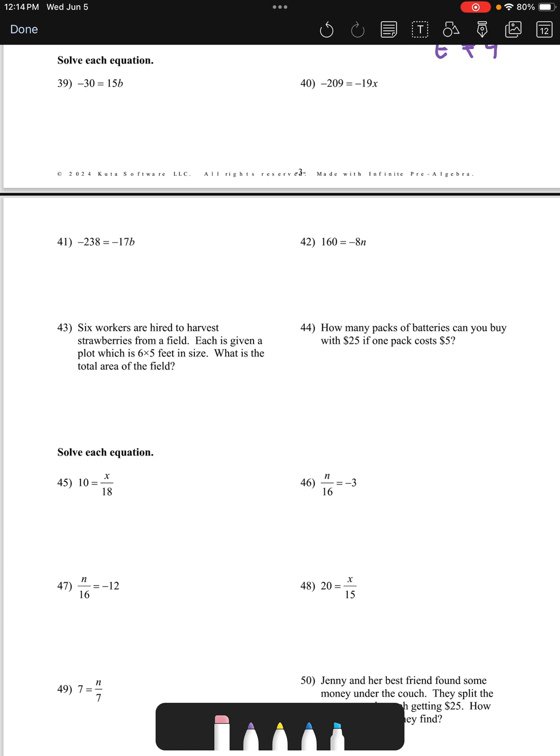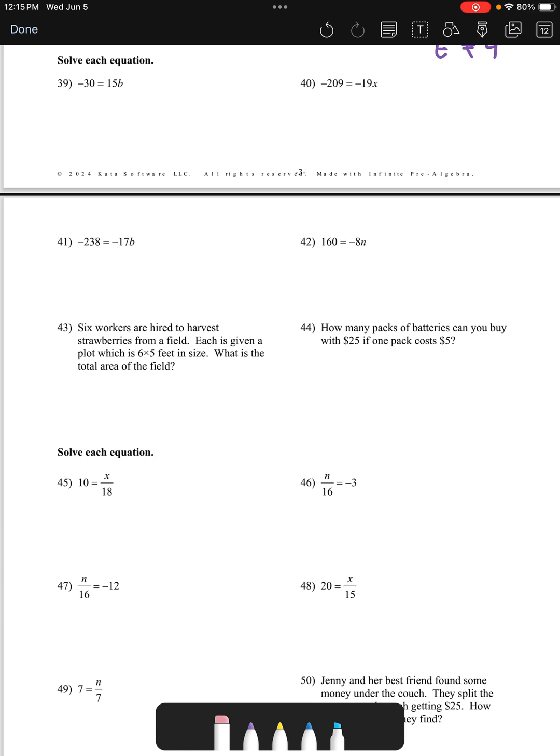In today's video, we continue our work with one-step equations, but today we step away from solving by addition and subtraction and get into solving by division. Let's look at some equation examples and then some word problems.